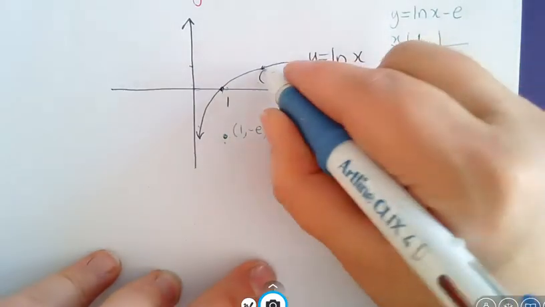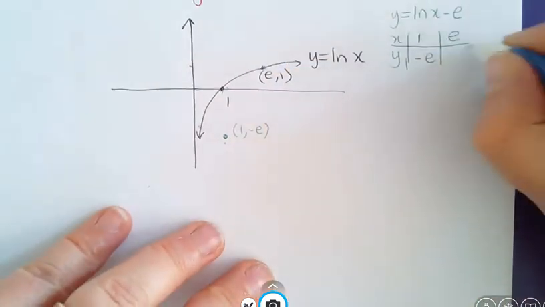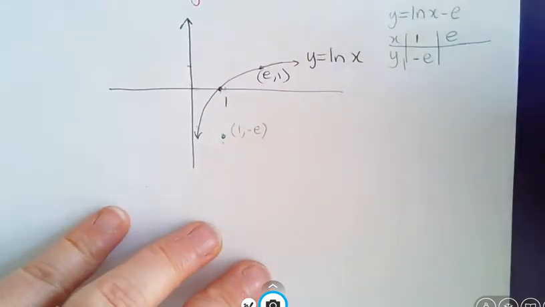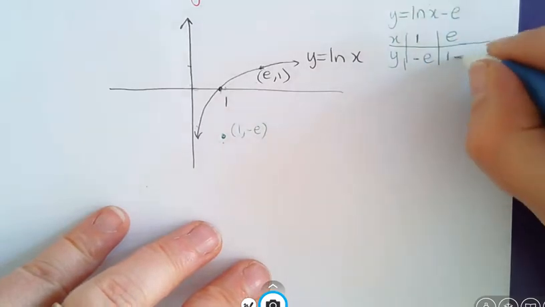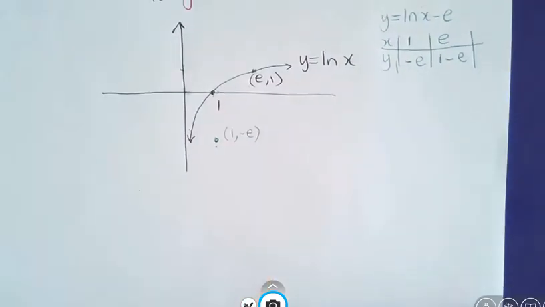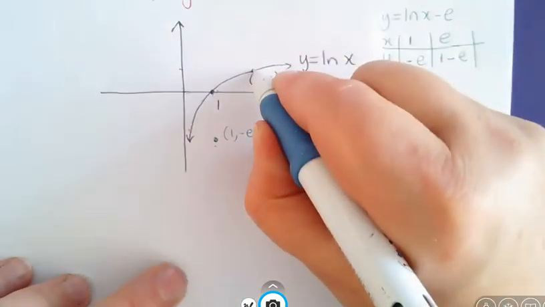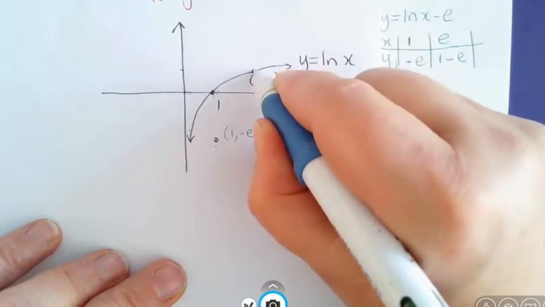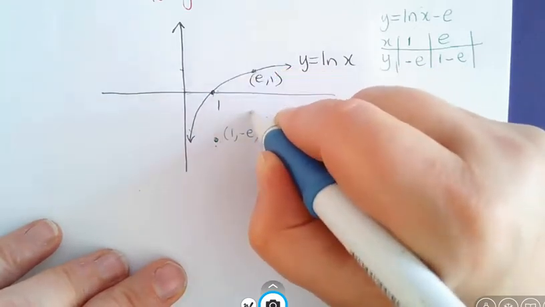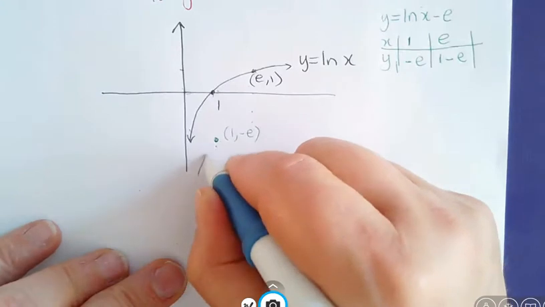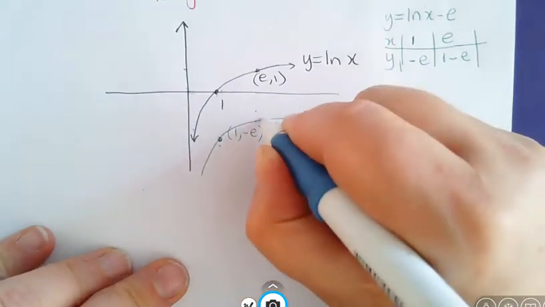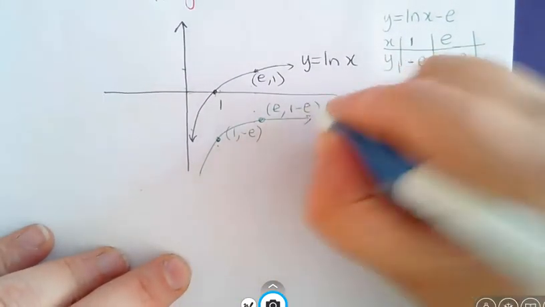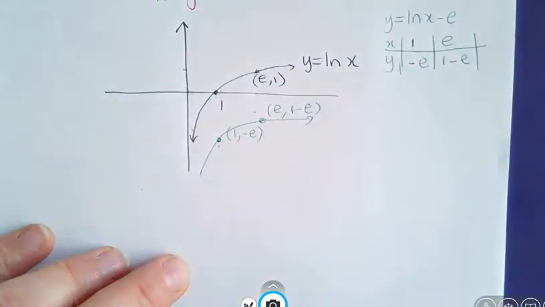Yeah? What about when x is e? What's ln e? So you get 1 minus e. So these are my points. That'll do. In other words, you're just moving e units down from here. This is e, 1. So you've got to drop down. It's going to be the same shape, and this will be e, comma, 1 minus e. Because isn't it e units down from the 1?